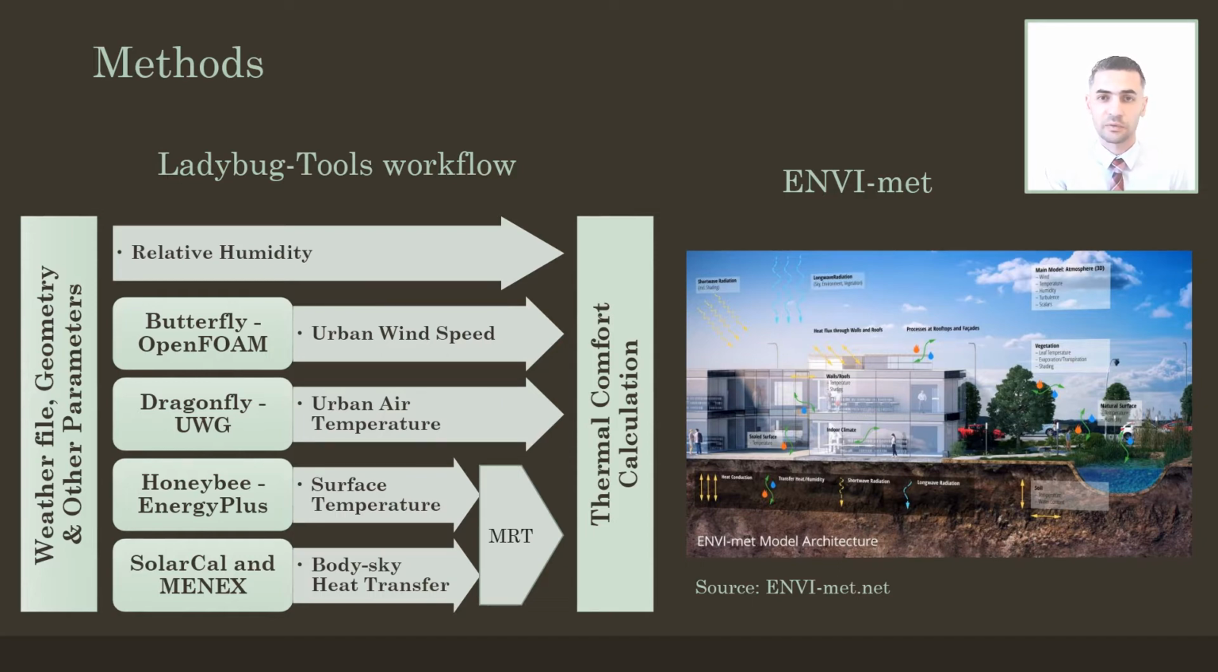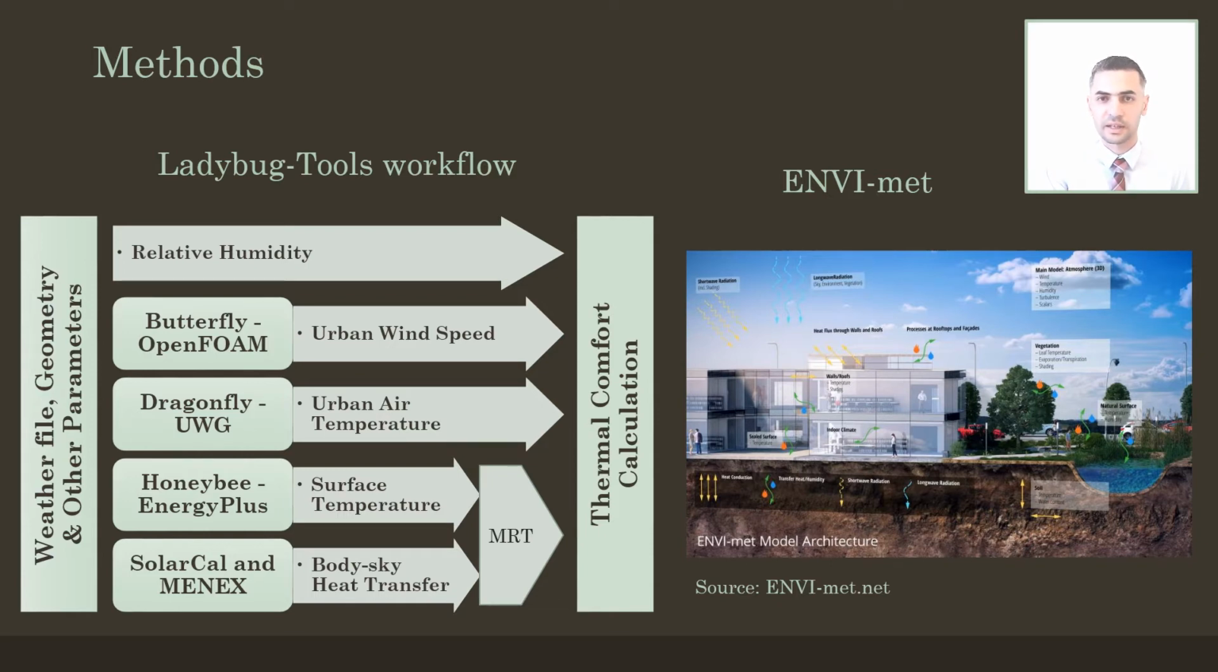The amount of short-wave solar radiation and long-wave sky radiation absorbed by the human body is estimated by using the equations specified within the SolarCal model and the MinEx model, respectively. The different constituents are then combined into generic components to calculate different thermal comfort indices, such as the Physiological Equivalent Temperature, PET, or the Universal Thermal Climate Index, UTCI.